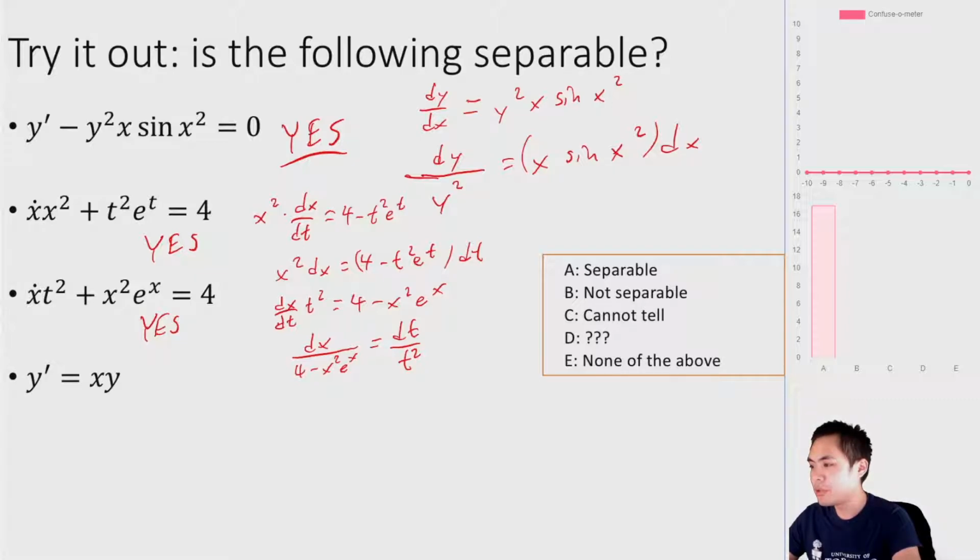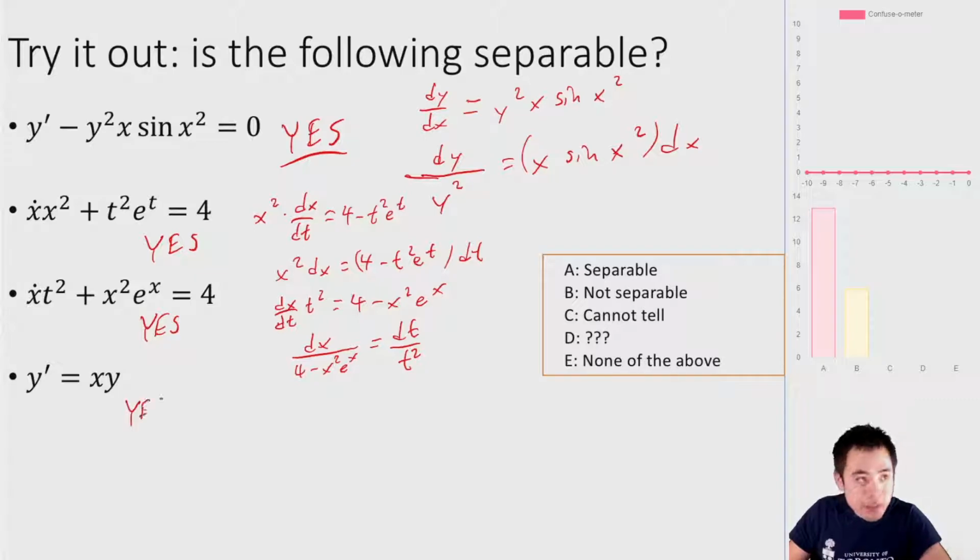y prime is equal to xy. Is this separable? Let's see what people are replying. Okay, so most people think it's separable. A few people think it's not separable, and some people cannot tell. So it turns out this is separable.